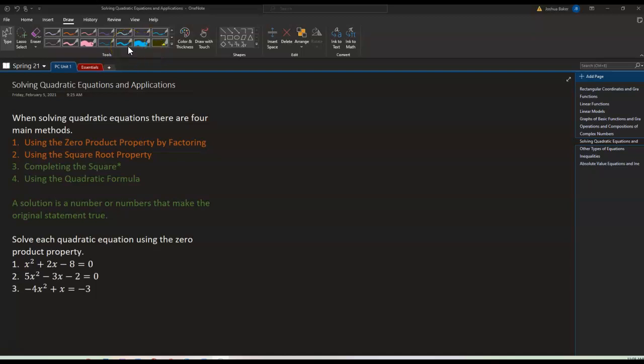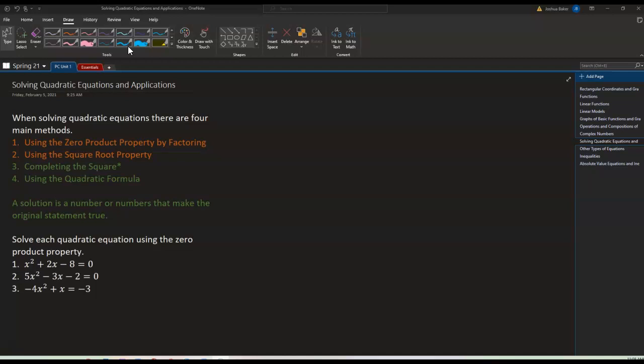Okay, so here is the video for sections 1.4 and 1.5. They do really run together. 1.5 is just basically the applications of the topics that we are going to cover in section 1.4. So here we go. When solving quadratic equations, there are four basic methods.